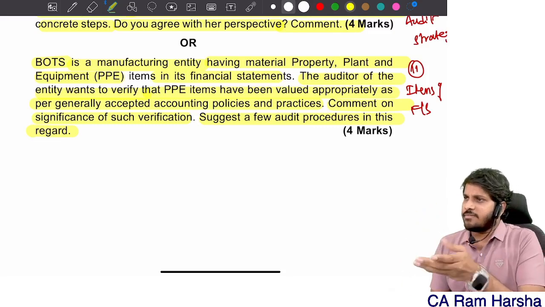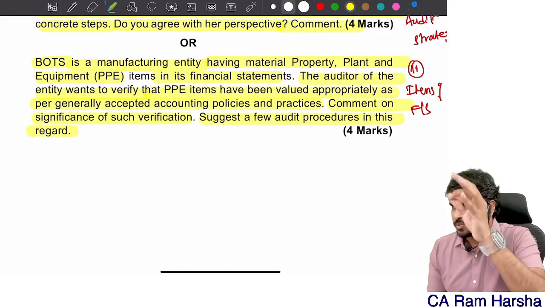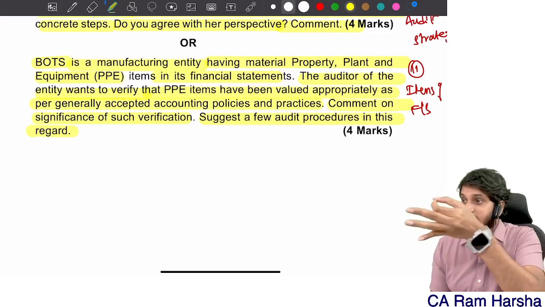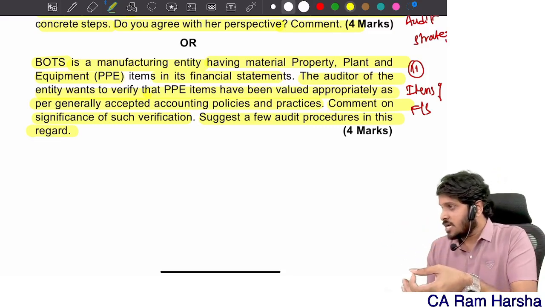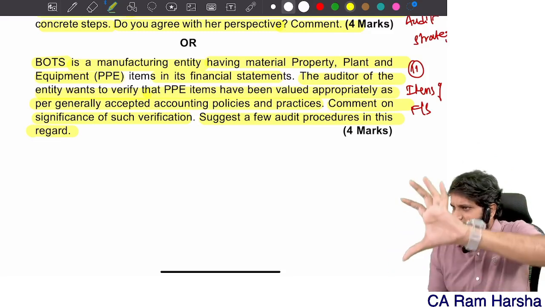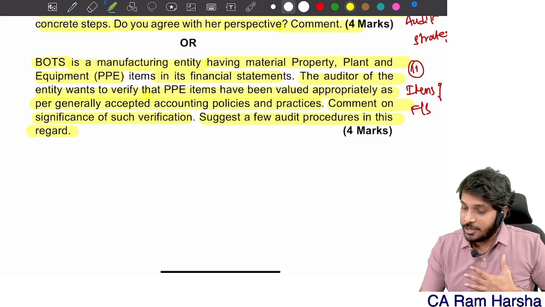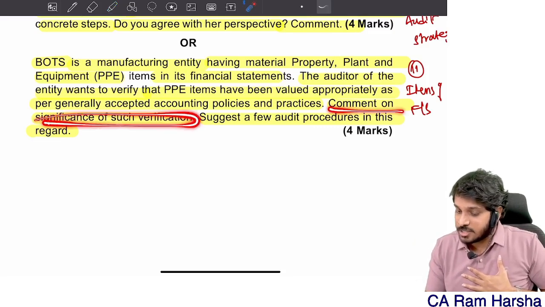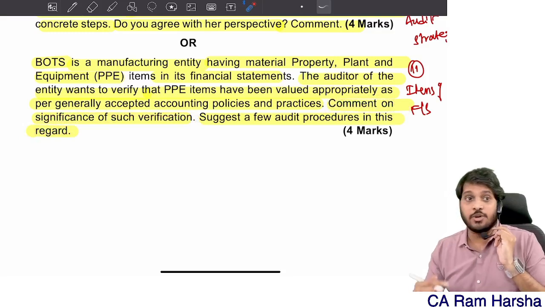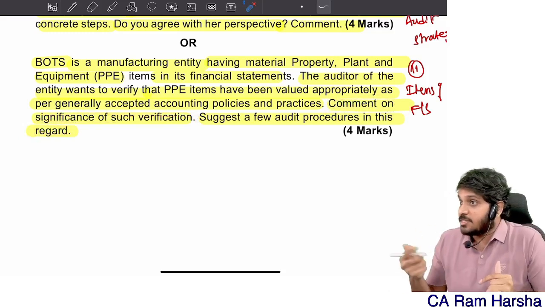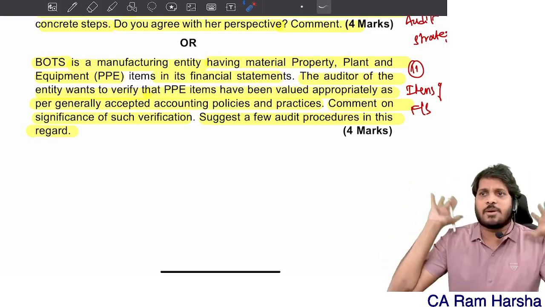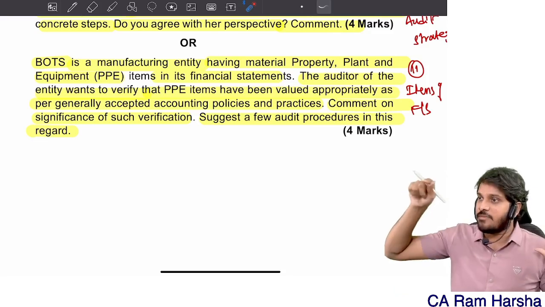We will see whether depreciation is calculated as per the prevailing rates or not. We will see if the company has done revaluation, whether it is done by a registered valuer or not. We will obtain a list of all the fixed assets, and check whether the capitalization value is correct or not. These are the suggested procedures. Why we need to do this? They're asking, comment on the significance of such verification. Since PPE is material to the financial statements, if you do not verify, it leads to a material misstatement. Possibility of material misstatement will be there, which alters the financial position and performance of the company. That's why it must be verified by the auditor.